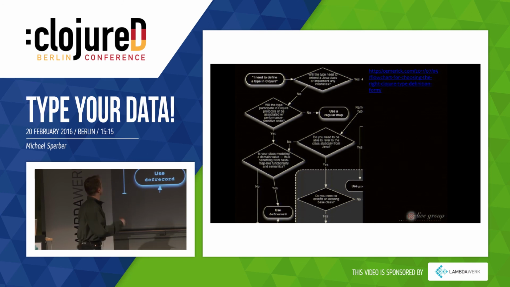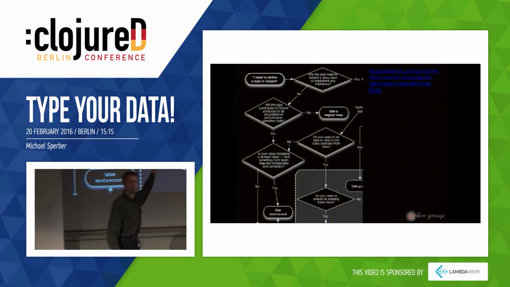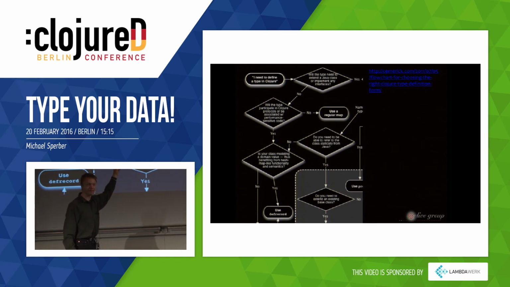So I was wondering, if defrecord is there, does this diagram somehow correspond to my suggestions for using defrecord? There's a bunch of questions. It says, will the type need to extend a Java class or implement any interfaces? No. Will the type participate in Clojure protocols or be associated with performance-sensitive code? If the answer is no, you're supposed to use a regular map. And I think that's a bad idea, obviously.